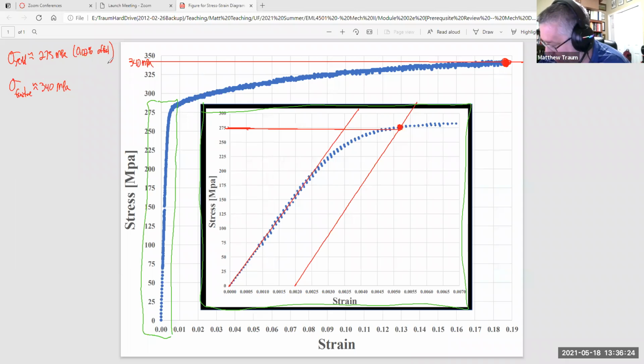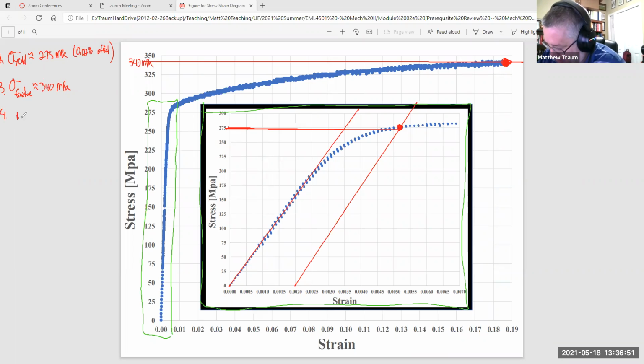So number one was what's the material? We said it was brass. Number two is what's the yield? Number three is what's the fracture stress. Number four now is calculate the modulus of elasticity in SI units. And so for this one, we need a little bit of calculation.